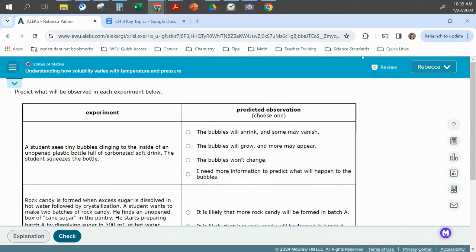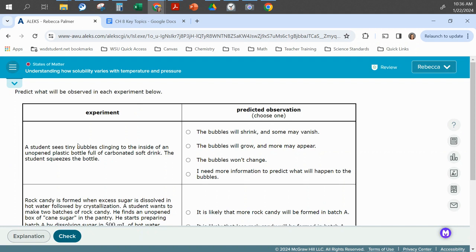All right. It says, a student sees tiny bubbles clinging to the inside of an unopened plastic bottle full of carbonated soft drink. The student squeezes the bottle. So first, what's happening to the pressure in the bottle if you're squeezing the bottle?